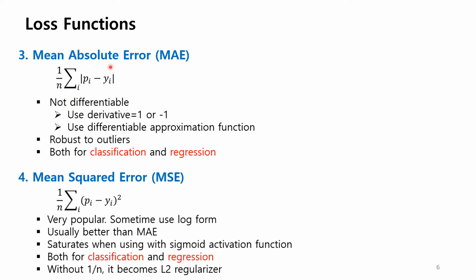One of the problems of this one is, again, that it is not differentiable. Okay, this is an absolute value, and we cannot differentiate an absolute value. So because of that, when you use MAE, we use some approximation. You simply assume its derivative is 1 or minus 1. Or you can use another approximation function which is differentiable. Okay, so that's how we get around this problem.